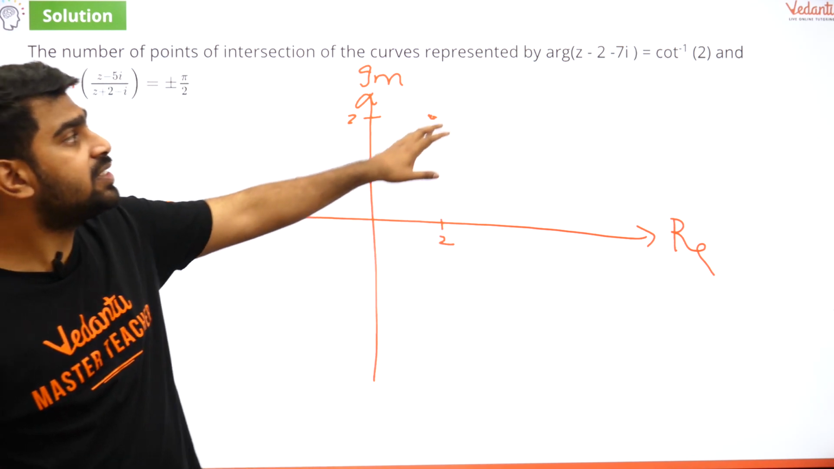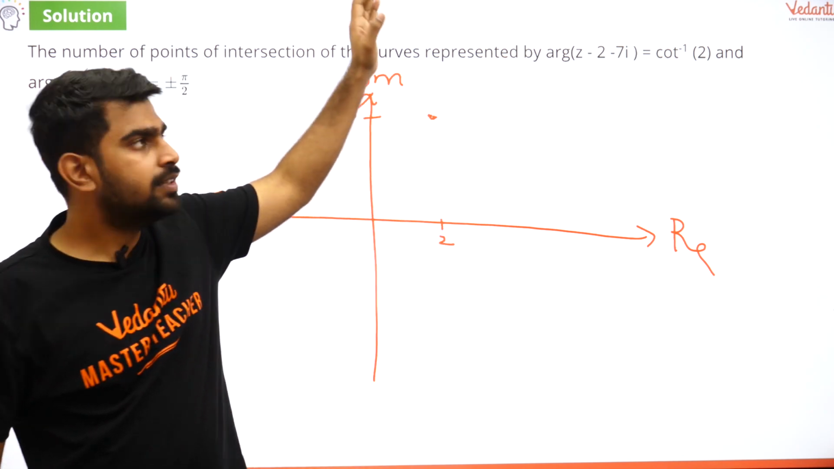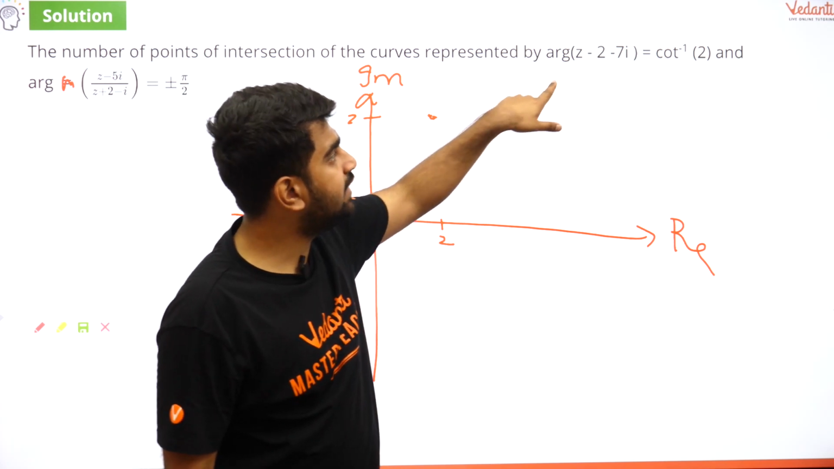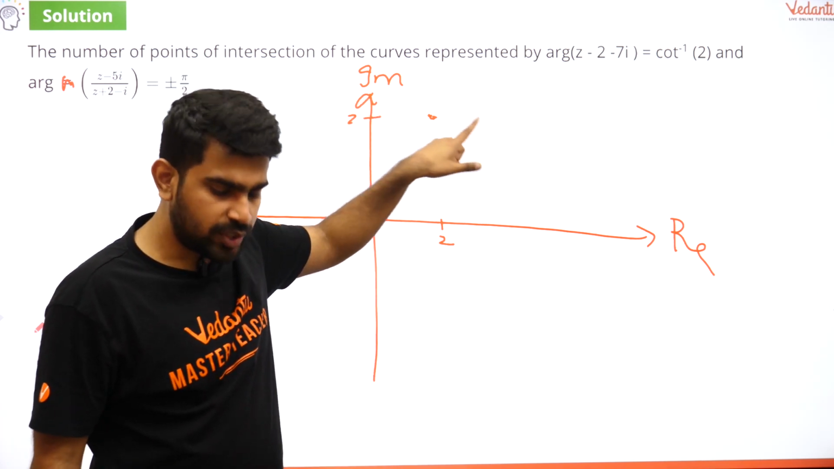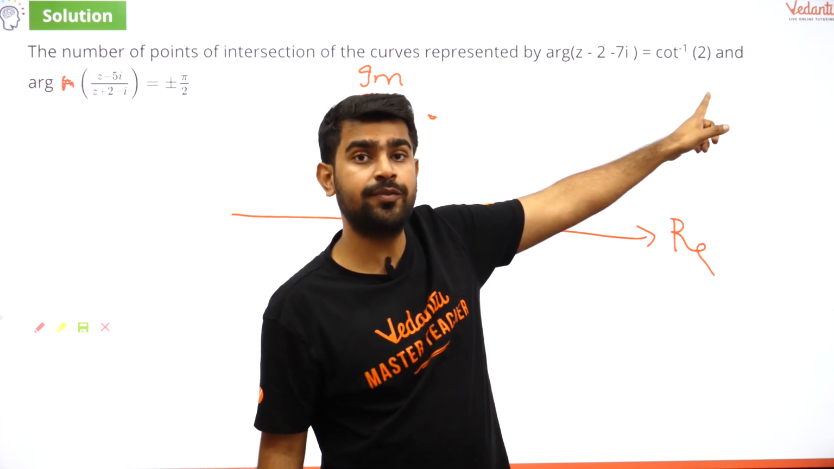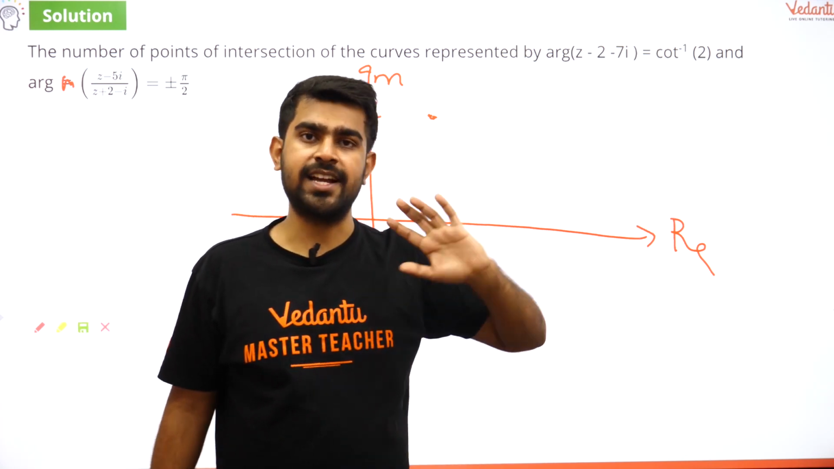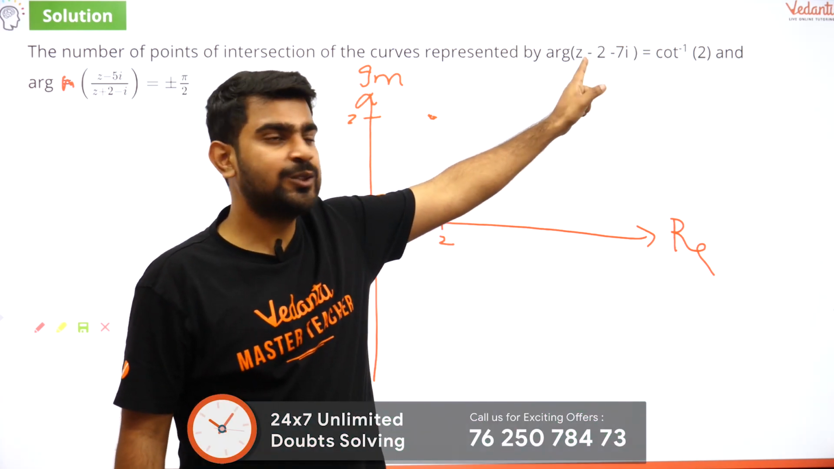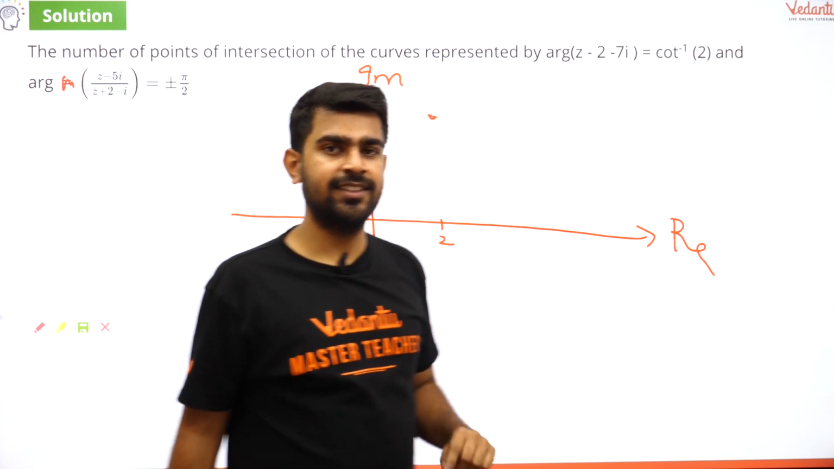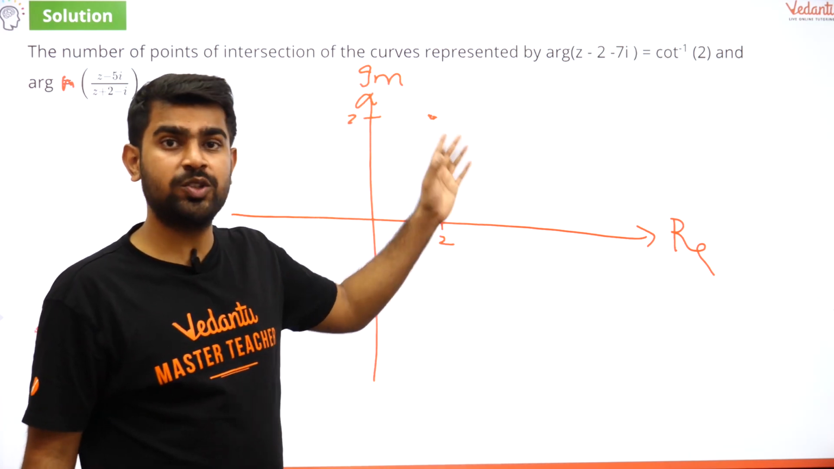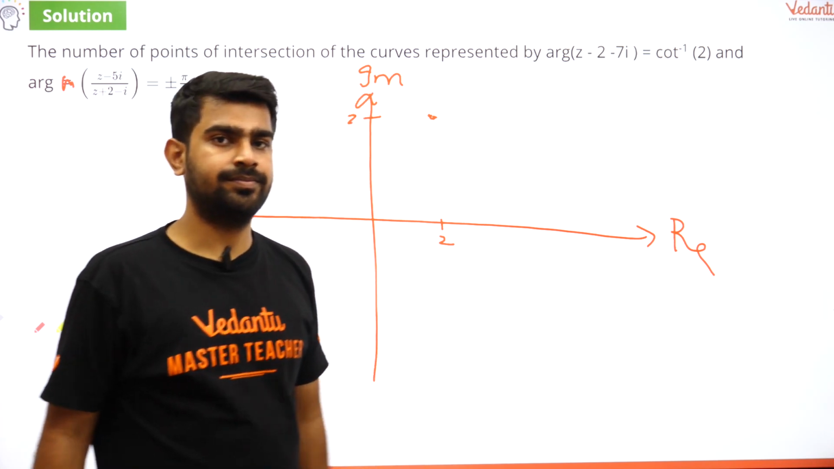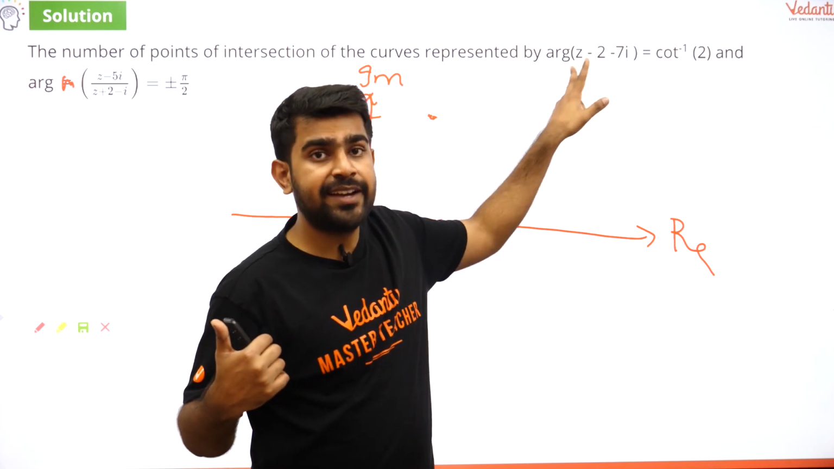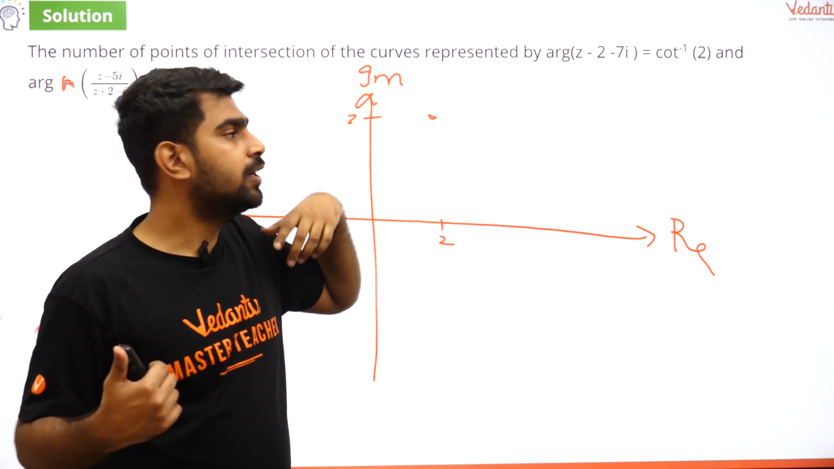So whatever z I take, the angle subtended by the line joining z to this point should make an angle of cot inverse of 2 with the positive direction of x-axis. How many of you got that? That is the meaning of what is given over here. So this is going to be a line segment. Okay, I'm sorry, not a line segment, it is going to be a ray of line. So it is going to be a ray based on the definition given here. Why is that so? Let us have a look at it.